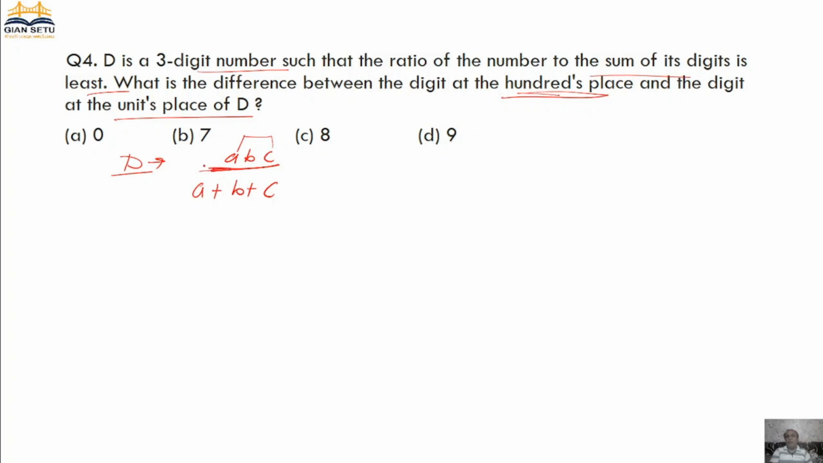Now we are given that the ratio of ABC and A plus B plus C is minimum, or we can say it is least, right? So let's see. We can write this number ABC in the expanded form. It will be (100A plus 10B plus C) divided by (A plus B plus C).